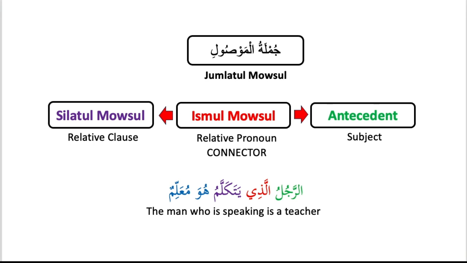In this sentence, huwa muallimun is extra, and this serves as the predicate of the subject ar-rajulu. For example, ar-rajulu huwa muallimun. This is a complete sentence, and ar-rajulu is mubtada, subject, and huwa muallimun is khabar. Then allazi came after ar-rajulu to connect the subject antecedent with the additional information about the subject, what it does. That is Silatul Mowsul. Huwa muallimun is extra, separate from the Jumlatul Mowsul.